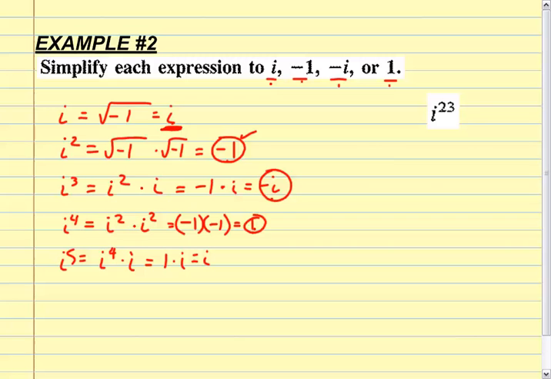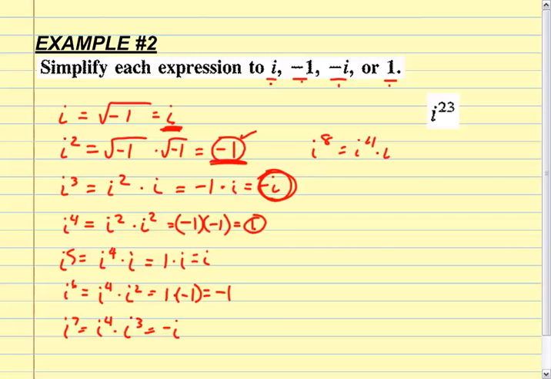Huh. i to the 6th, well, that's i to the 4th times i squared. i to the 4th is just 1. And i squared is negative 1. Huh. So it looks like it's repeating. i to the 7th is i to the 4th times i cubed. Remember, i to the 4th is just 1, right? And i to the 3rd is, what's i to the 3rd? Negative i. 1 times negative i is negative i. All right? i to the 8th, well, that's just i to the 4th times i to the 4th, which is 1 times 1.